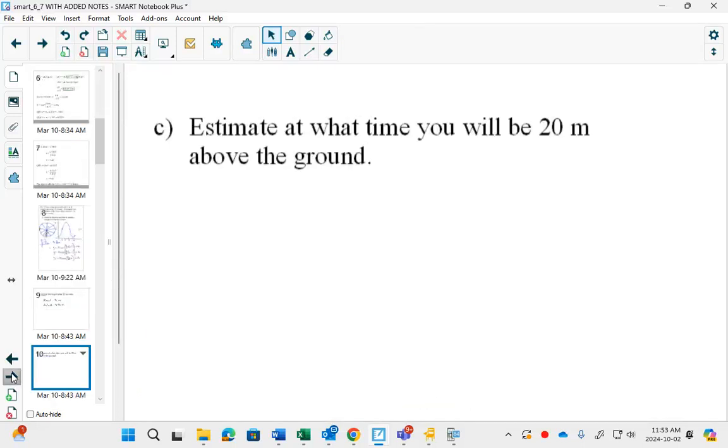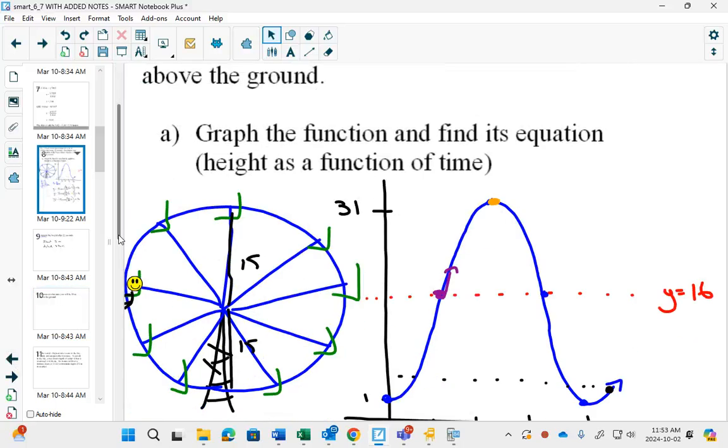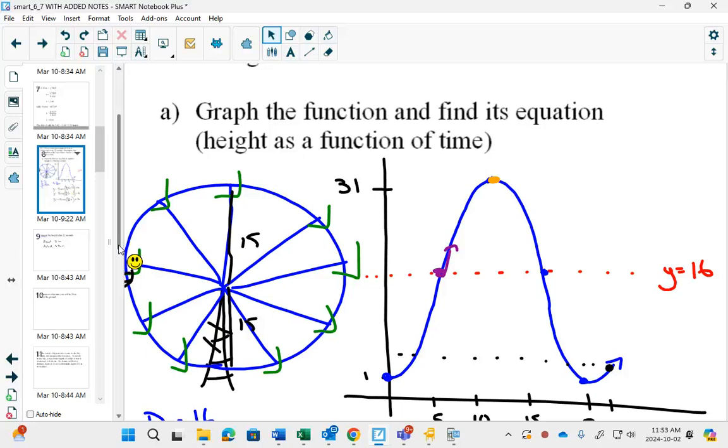The least amount of information they would need: estimate what time you'll be 20 meters above the ground. So we could go here. We could draw in 20 meters, so this is 16, 20 would be above there. Go across, there's one point, there's another point. I would estimate at 7 seconds, or 13 seconds.